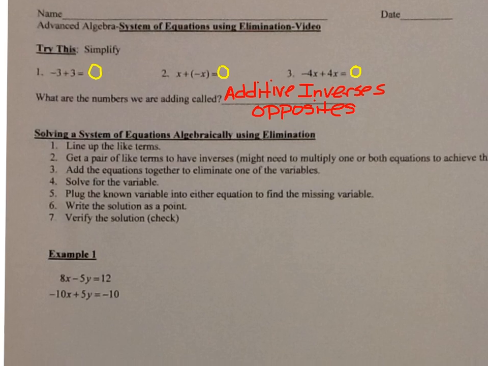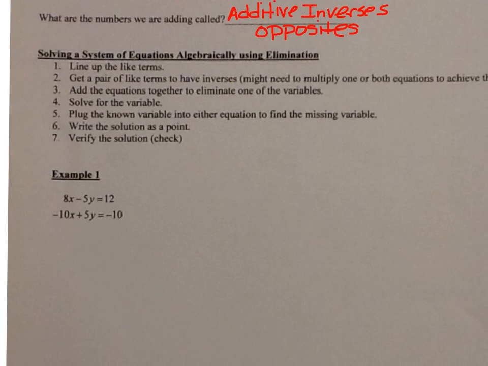All right, let's go over how to solve a system of equations by elimination. Number one, you're going to make sure you line up the like terms. So make sure when you have your equations, you have your x's above and below each other, your y's are above and below each other, your equals is above and below. You want to get a pair of like terms, like your x's or your y's, to be inverses. You might have to multiply one or both of the equations to achieve this.